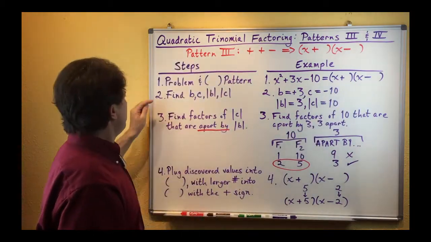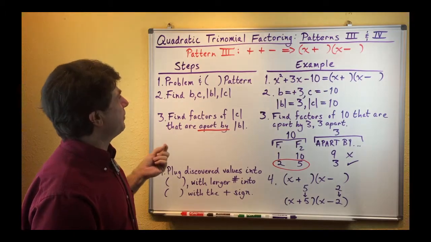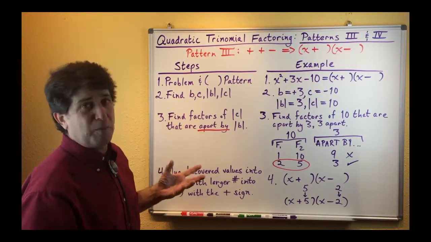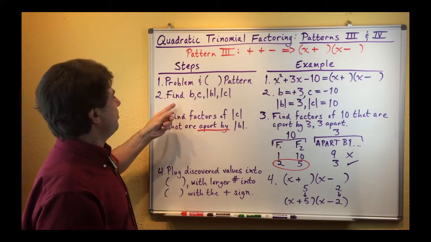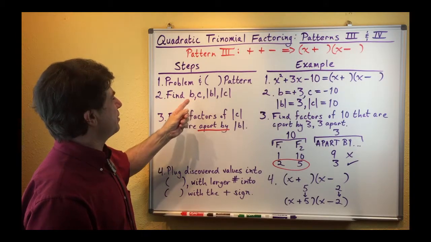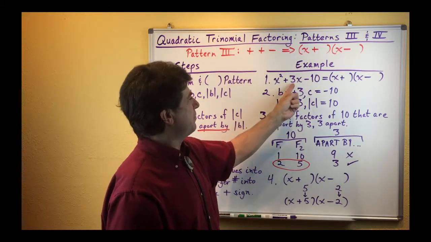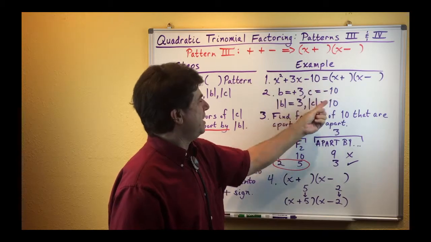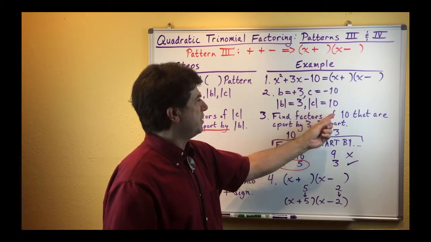Step 2 is the same as in quadratic trinomial factoring patterns 1 and 2, and that's what I like about this way of presenting it. Again, we find the values of b and c, and the absolute values of b and c. You can see that the b value is positive 3 and the c value is negative 10. So the absolute value of b is 3, and the absolute value of c is 10.